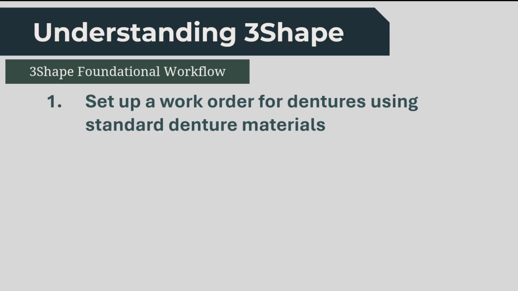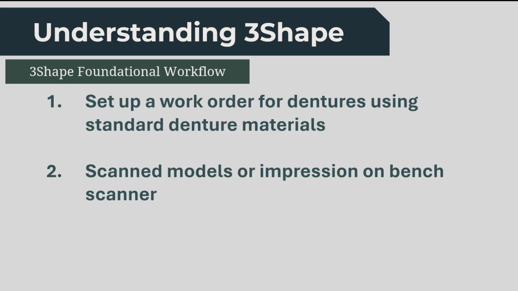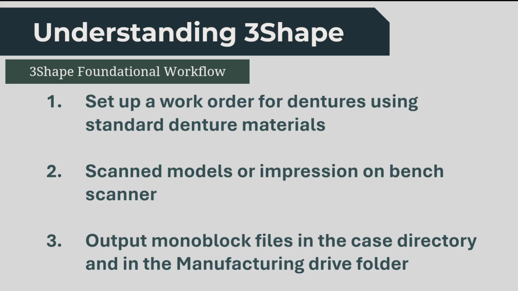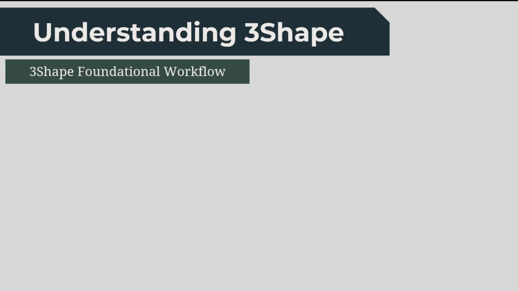So we have completed our design. We set up a work order. We made it with dentures. We used standard denture materials. We're going to output a monoblock. We scanned models or impressions on a 3Shape bench scanner, and we output a monoblock file in the case directory and also in the manufacturing drive. That's how we got to the point where we are right now. We sent that to the dentist. They tried it in, the bite was wildly off, and they sent it back. What do we do?